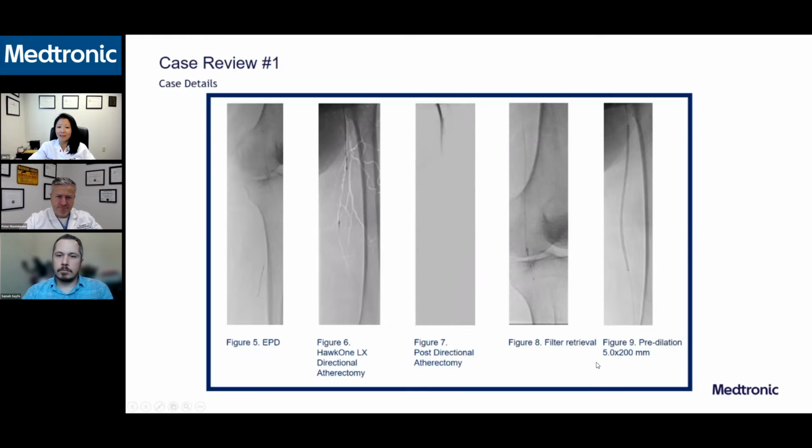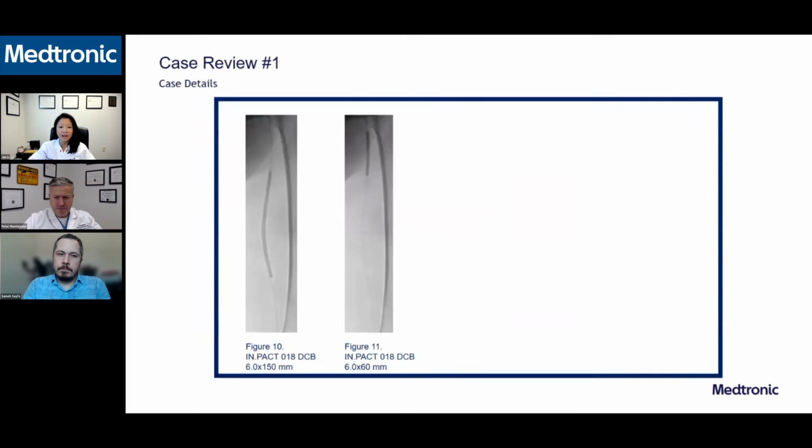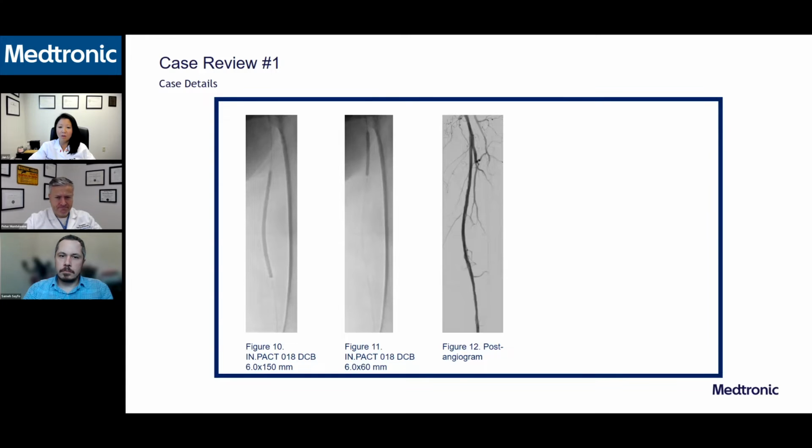We were able to luckily traverse back into our initial popliteal segment freely with a 0.018 wire, placed a 5.0 by 200 millimeter balloon for predilation, and then performed drug-coated balloon angioplasty of the proximal mid segment of the SFA using the IN.PACT 018 6 by 150 balloon, and then 6 by 60 millimeter drug-coated balloon. And this was the completion angiogram of the SFA with no major dissections and no further need for stenting.